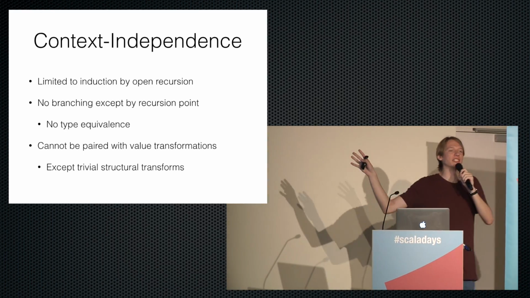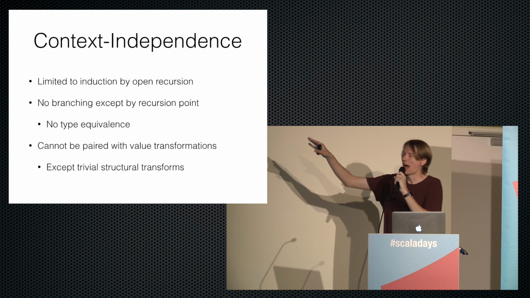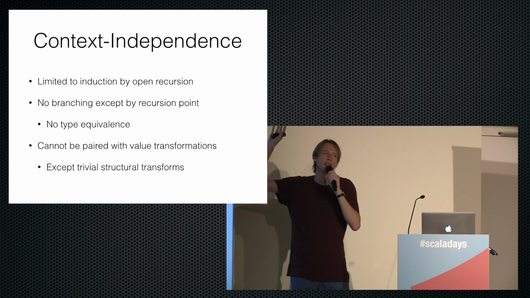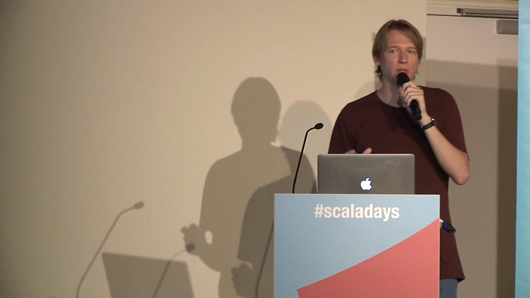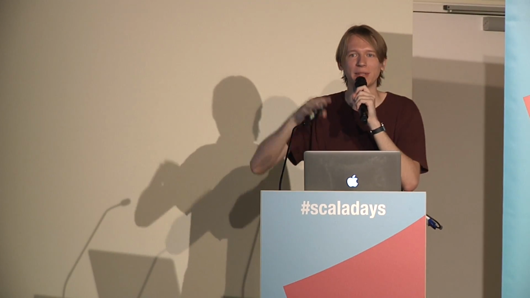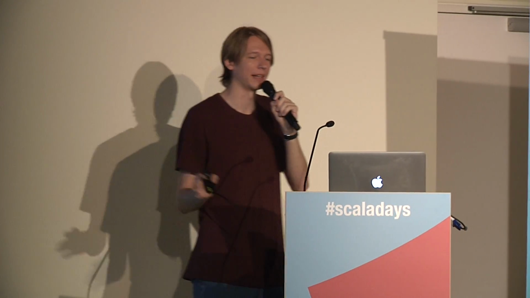There are some limitations here, and they're a doozy, right? Context-independent functions are limited in the way that they induct. You can only induct by open recursion, which is that sort of unbounded type projection on the parameter thing that we did in HCons. That was super, super weird, right? That was like recursion in some sort of type alias. That's the only mechanism for induction that you have in a context-independent function.